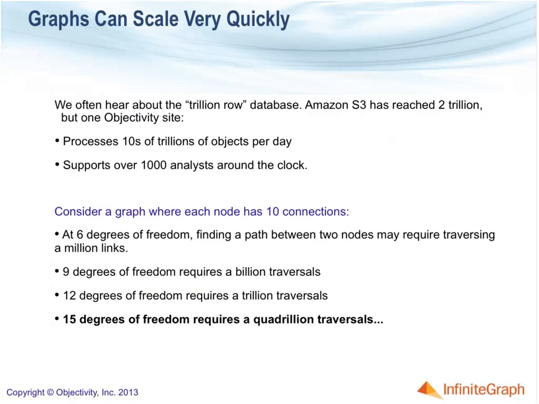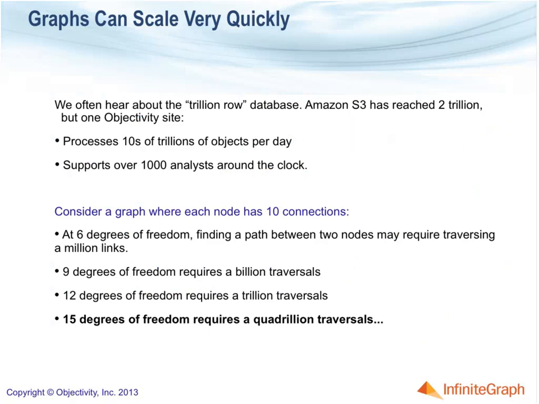A lot of those things don't scale very well. Graphs can scale extremely quickly. Amazon S3 reached 2 trillion rows a month or two back, I believe. But we've got sites where they're processing tens of trillions of new objects per day, with 1,000 or so analysts throwing really complex queries at the system to try and get answers that will help them with the cases that they're working on.